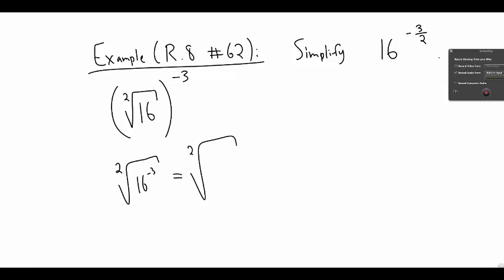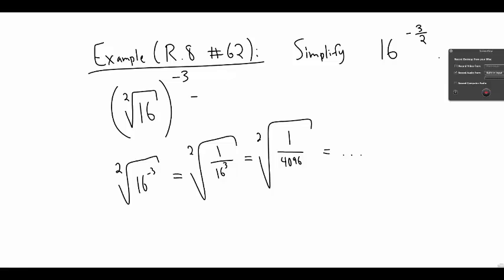16 to the negative 3 is the same as 1 over the cube of 16, by the laws of exponents. 16 cubed turns out to be 4,096. So we now need to take the square root of 1 over 4,096. Let's stop right there. You can keep on going and get the answer.